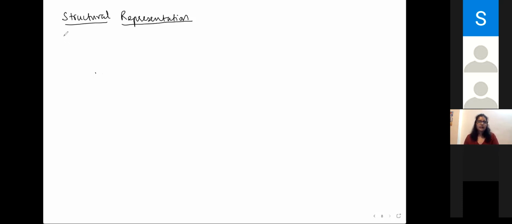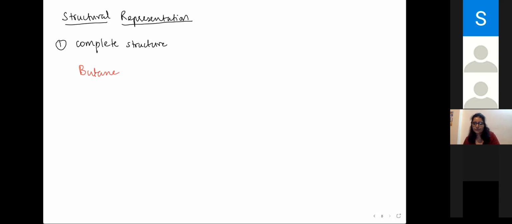The first type of representation is called complete structure, but this is what you guys have come across in 10th grade. Complete structure is, again, if you have a structure, it is completely expanded and represented. So for example, if you had a compound, let's say butane.